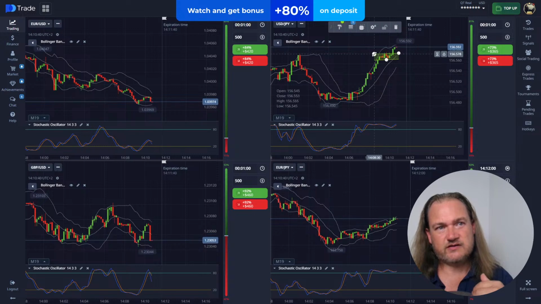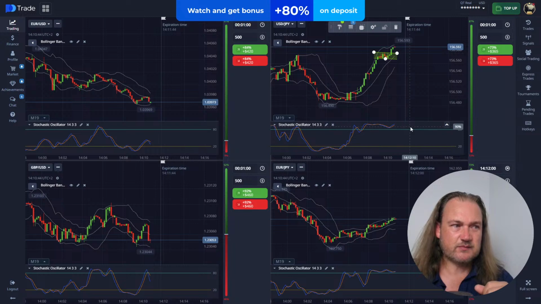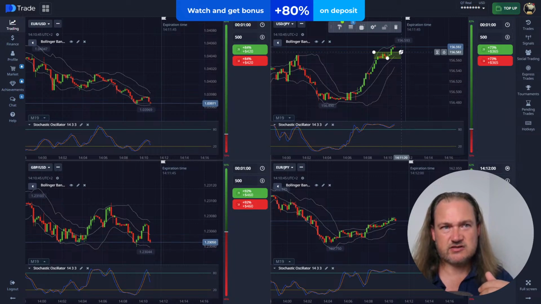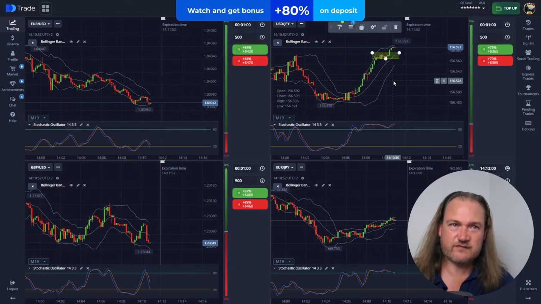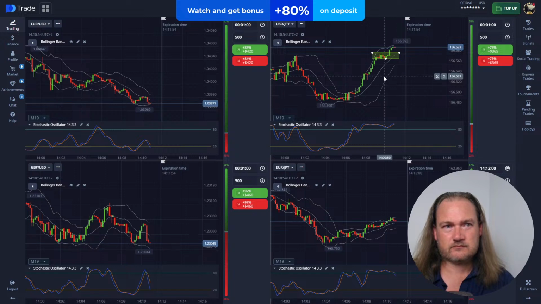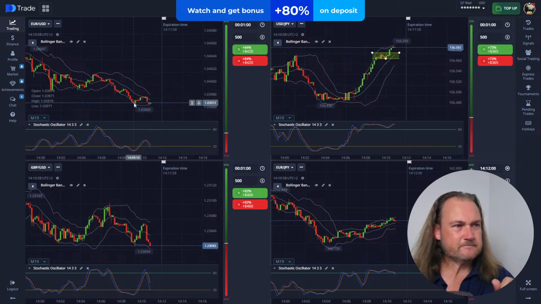So the ideal would have been if price stayed within this range and we got the jump, and the stochastic made the jump while it was staying in this range. Now it's exited the range, so this is not a valid trade anymore for this specific strategy. Okay, we're going to leave that there. Let's see if we can find something else.